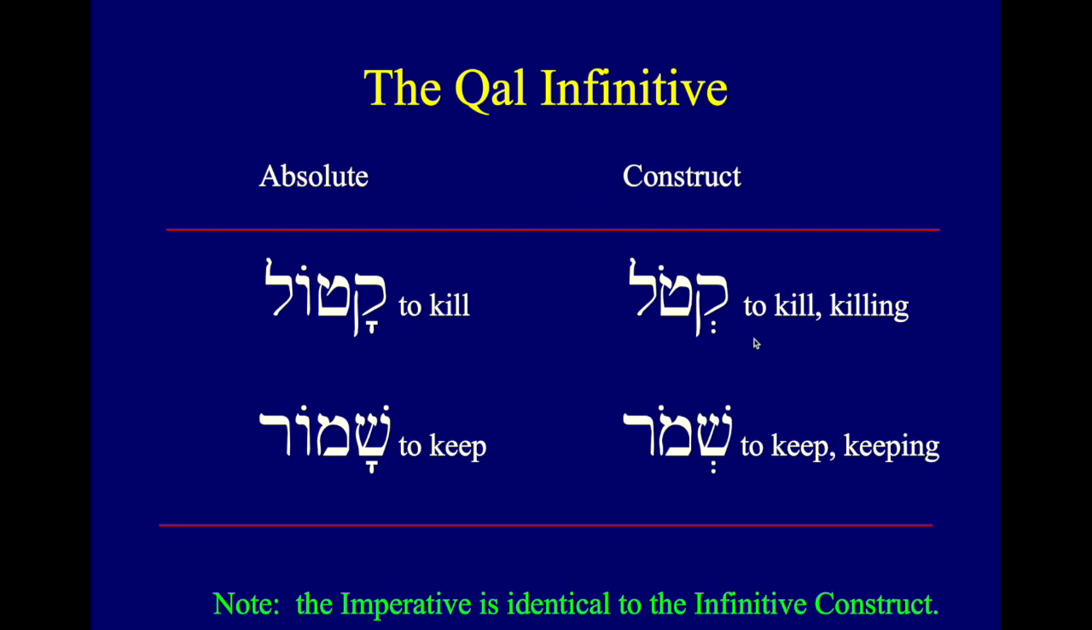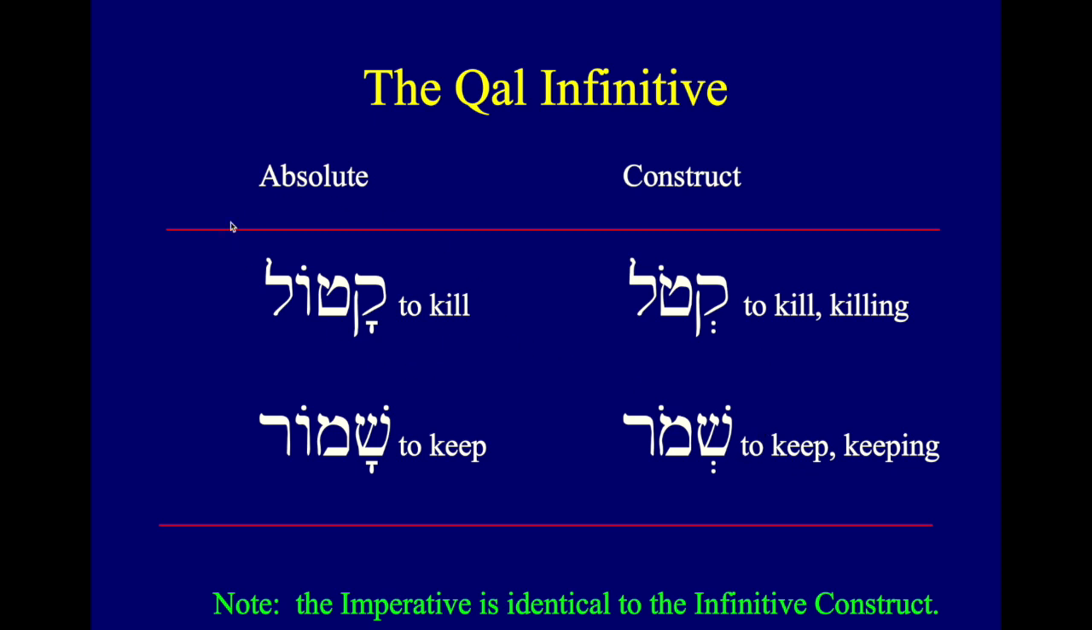But this construct form, katol and shamor, you can see over here, they start with that schwa, and they have that theme vowel, just like the imperative does. Remember, the imperative was built off of our Qal imperfect second person forms. We took off our prefix, our tav prefix, and this is what we were left with. So the Qal imperfect second person masculine singular would be tiktol and tishmor. We took off the ta, and then we were left with katol and shamor.